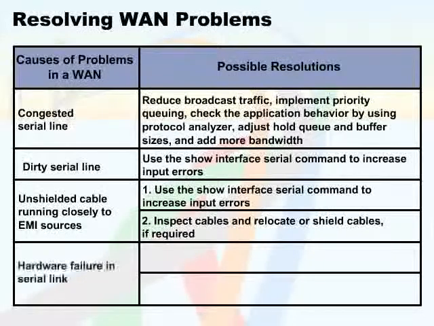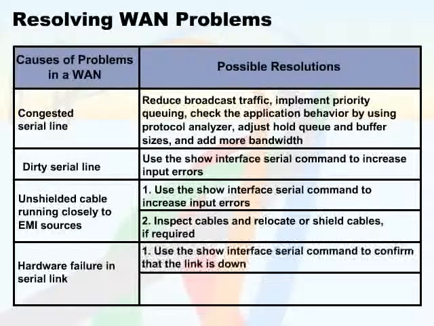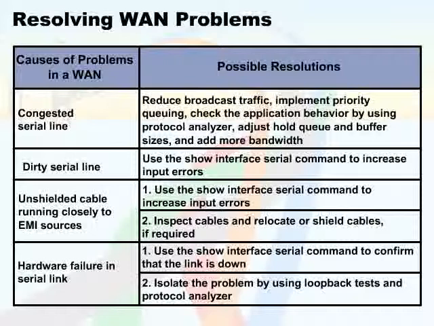When we have a hardware failure in a serial link, we use the show interface serial command to confirm that the link is down. In addition, we isolate the problem by using loopback tests and a protocol analyzer.